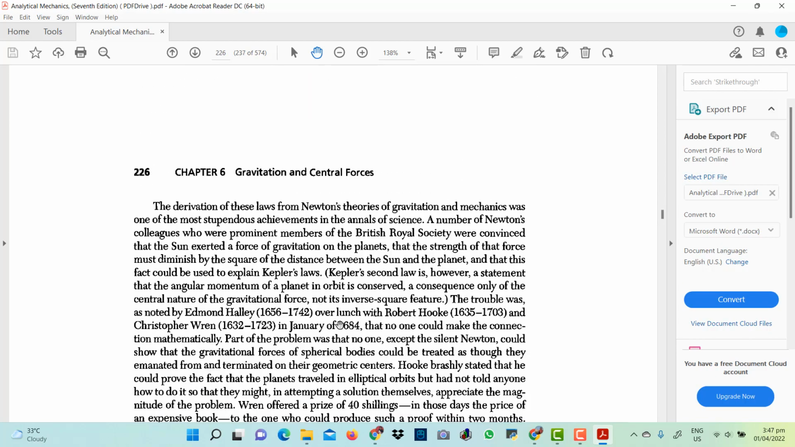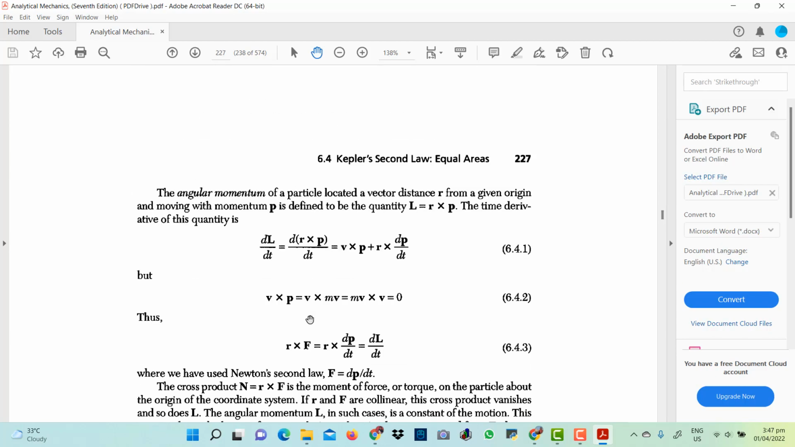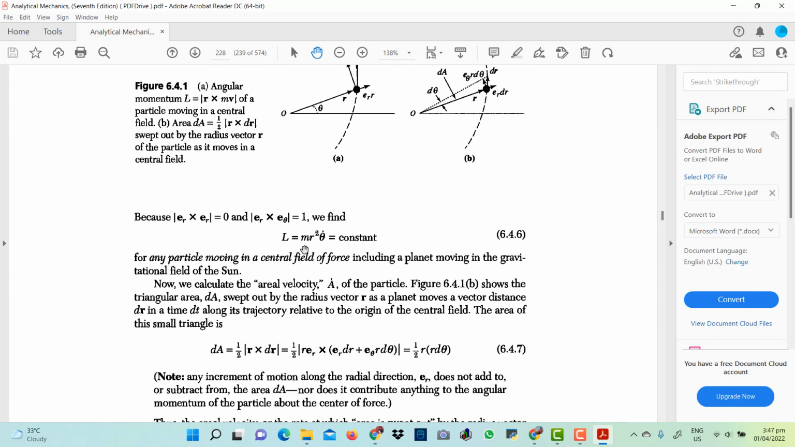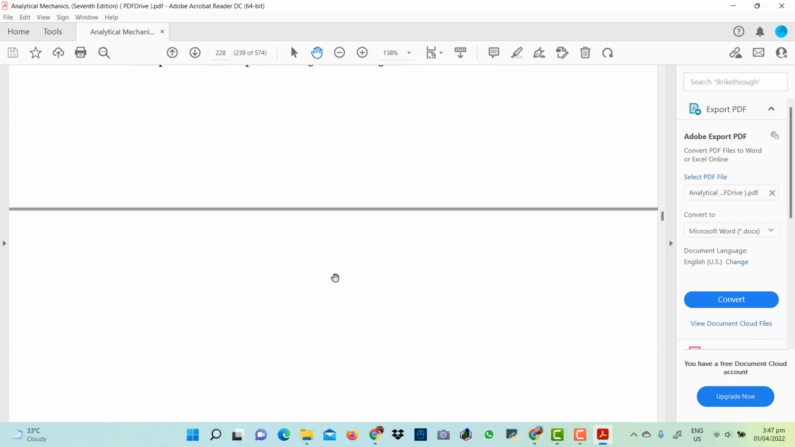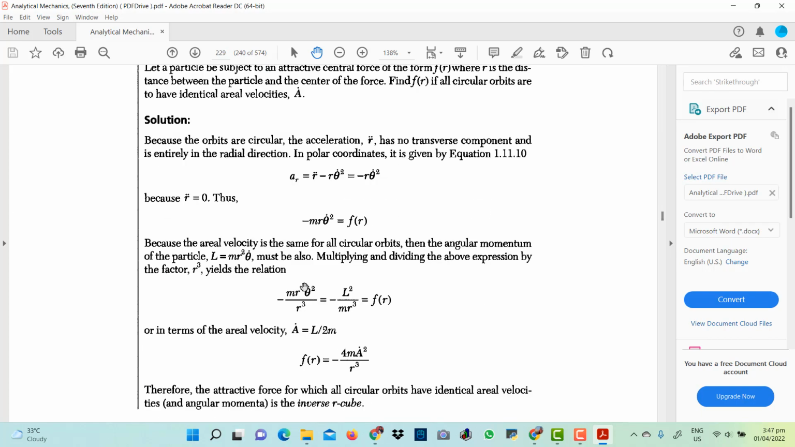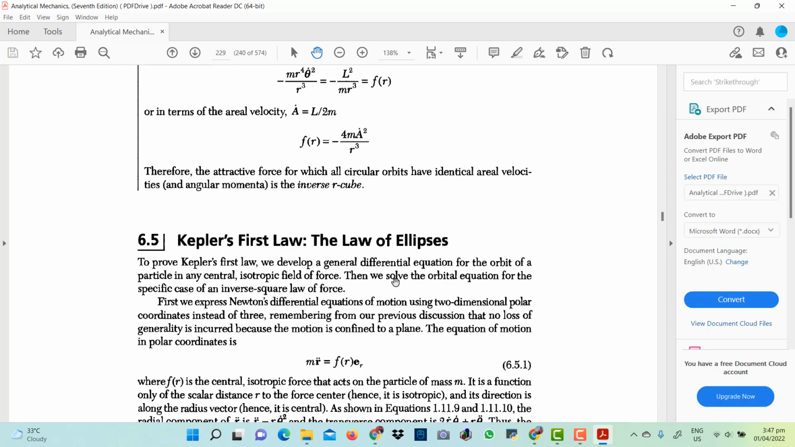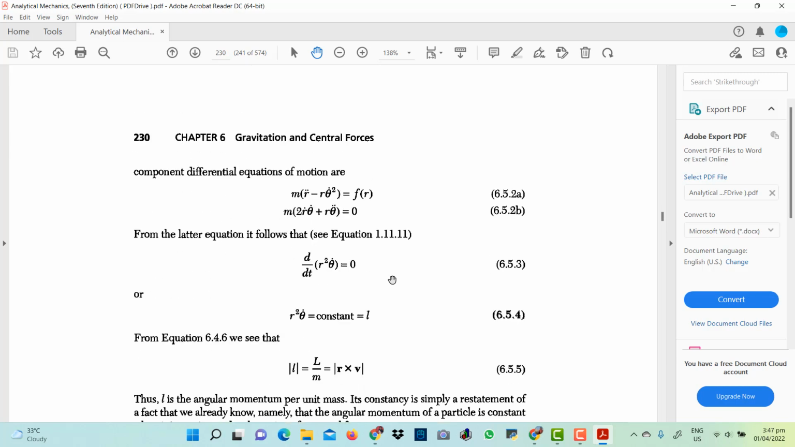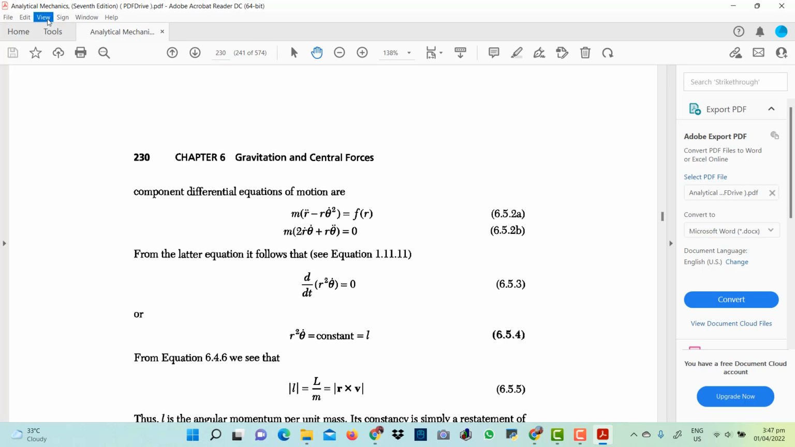Do you remember this, m r squared theta dot? This L is not the Lagrangian but the angular momentum. Okay? Angular momentum. This is for the rotational part.